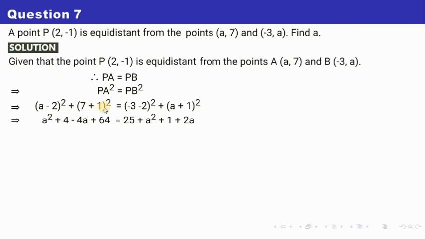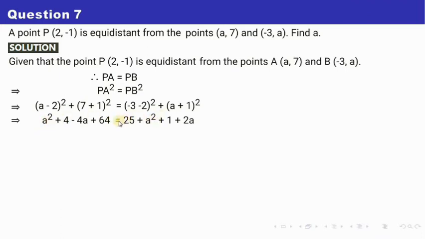And what is 7 plus 1? It is 8. So, 8 squared is 64. Similarly, minus 3 minus 2 is minus 5, and the square of minus is plus, as I said earlier, and 5 square is 25. And similarly, you have a plus 1 whole square, put a plus b whole square formula, so you will get this here.